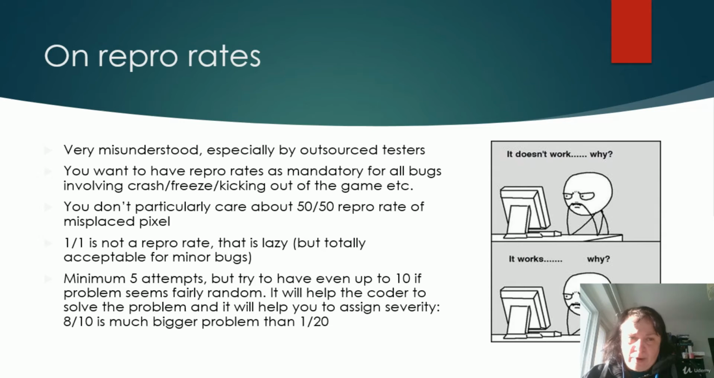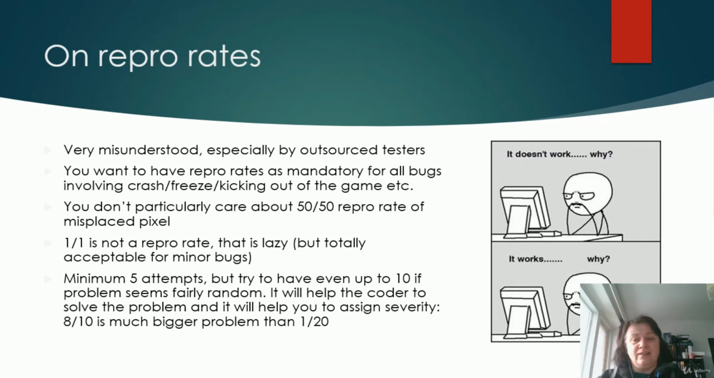So I'm going to talk a little bit about repro rates, which is very often misunderstood. Especially when we have outsourced testers who are not necessarily working with a team and don't really understand maybe priorities or complexities of the game or of the development. You generally want to have repro rates, or reproduction rates, as a mandatory field for all bugs that would involve a crash of the game, a freeze, kicking you out of the game, or even worse, with bugs that I've seen a couple of times, it actually kicks you out of the phone, it actually kills the phone.